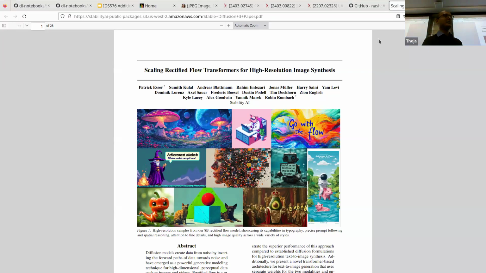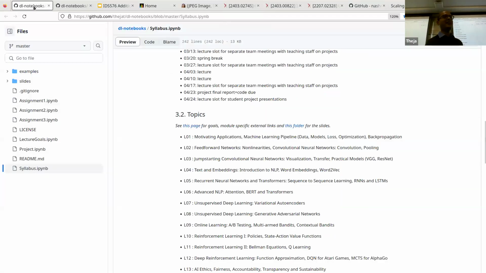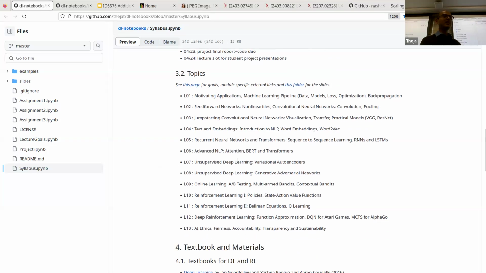Before I get to this, let me just come back to where we were. Last time we got started with unsupervised deep learning, and we wanted to discuss variational encoders, and we just started talking about what are autoencoders. So that's the context from last time.